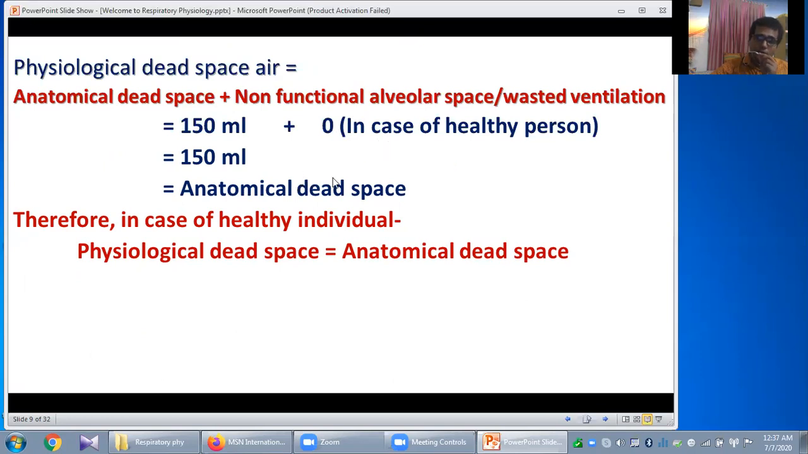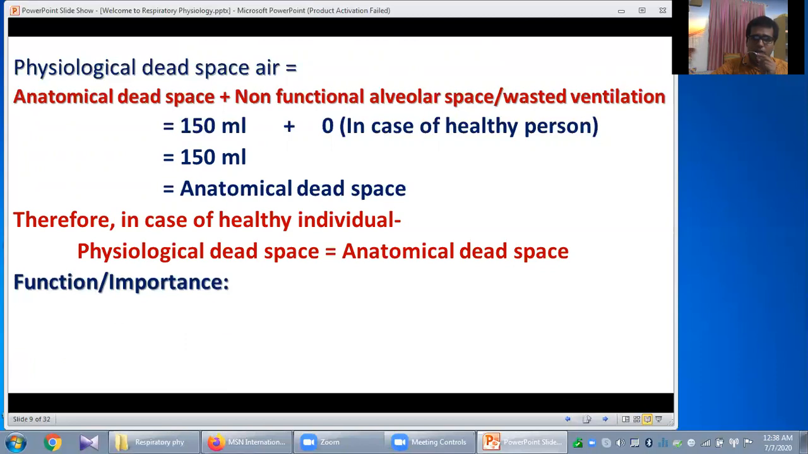If your physiological dead space is increased, is it good news or bad news? It is bad news. That means some of your alveoli are damaged. They are not taking part in the gaseous exchange mechanisms. So that indicates a very bad condition of your lungs. So that is not good news.